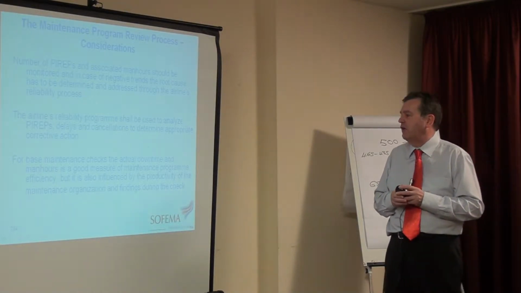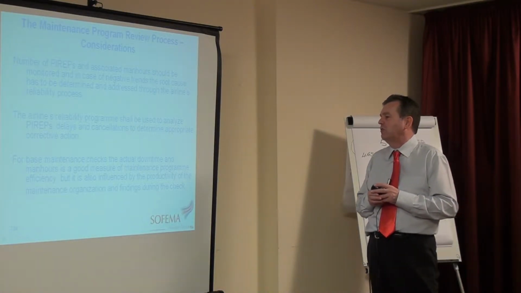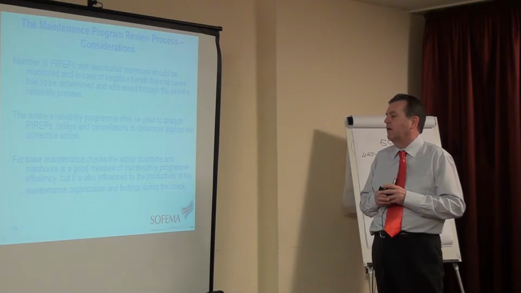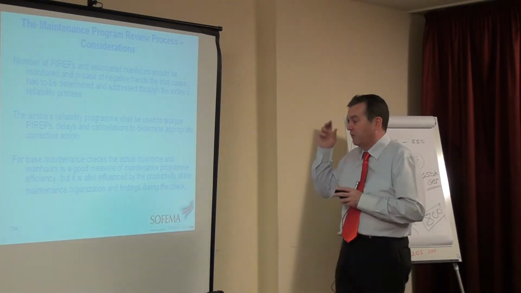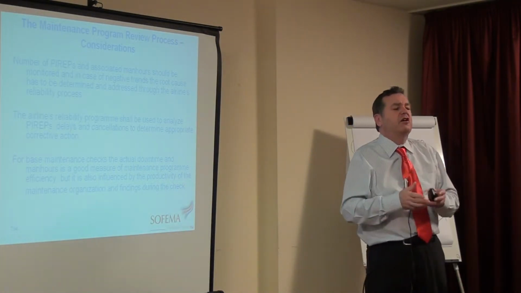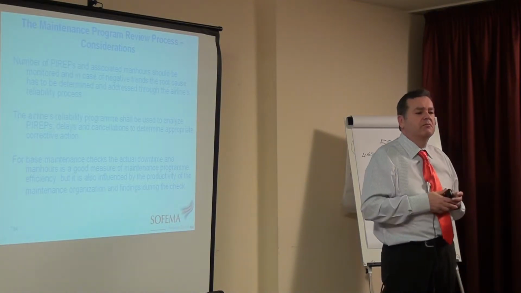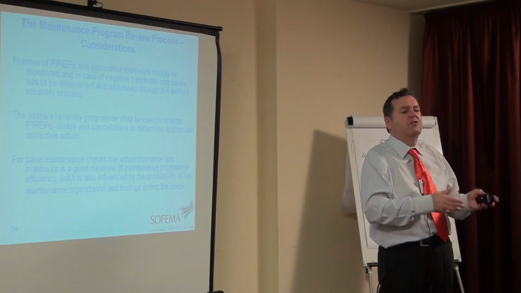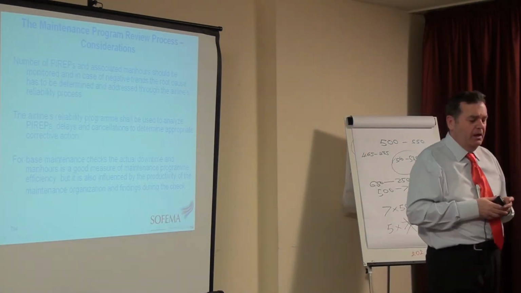For base maintenance checks, the actual downtime and man hours is a good measure of maintenance program efficiency. It's also influenced by the productivity of the maintenance organisation and findings during the check. And what we need to be doing is continuously monitoring how it's developing. How many man hours did we have on this check? How many man hours do we have on that check?